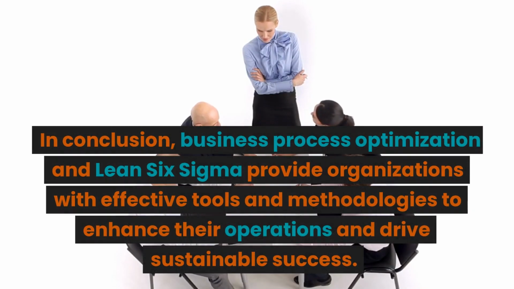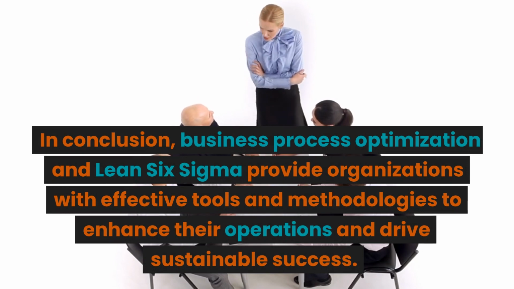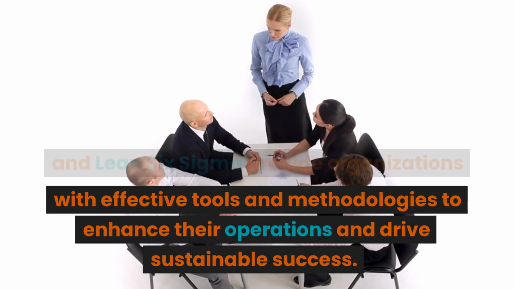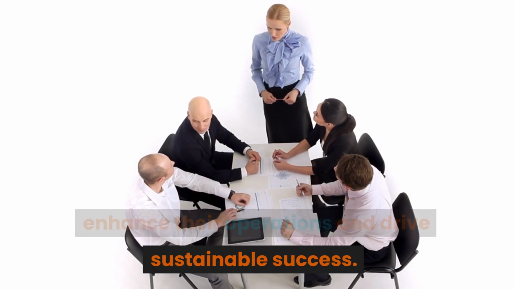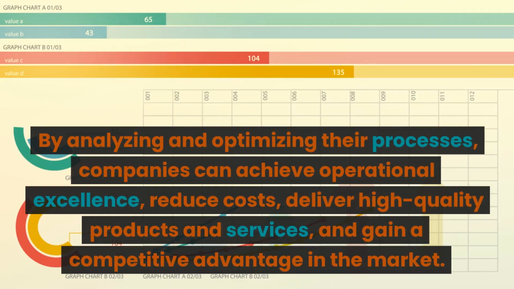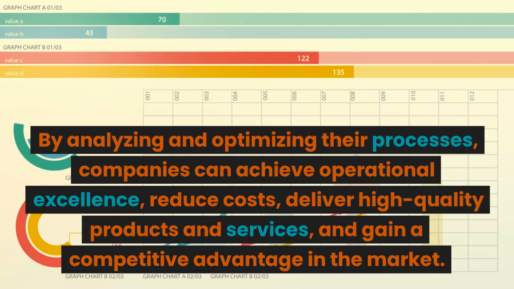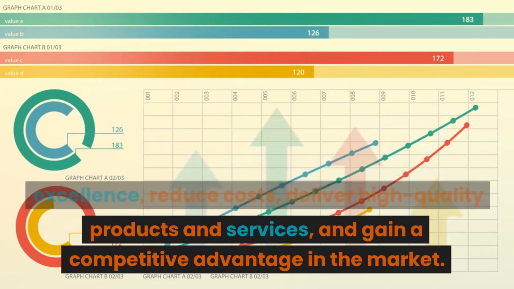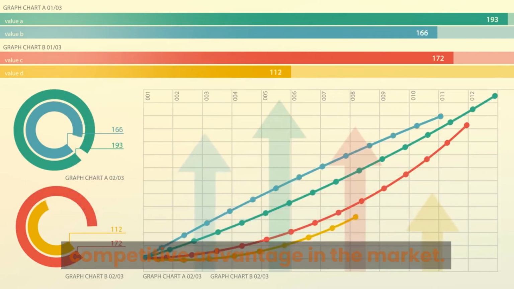In conclusion, business process optimization and Lean Six Sigma provide organizations with effective tools and methodologies to enhance their operations and drive sustainable success. By analyzing and optimizing their processes, companies can achieve operational excellence, reduce costs, deliver high-quality products and services, and gain a competitive advantage in the market.